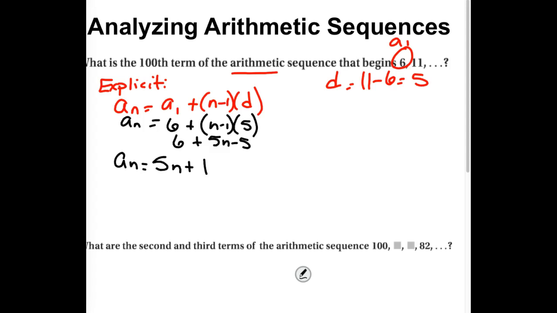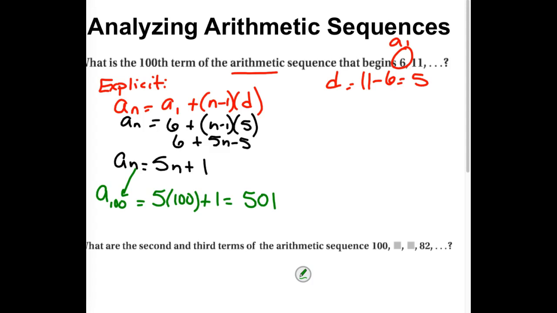In this case, they asked us to find the 100th term. That just means our n value is 100. So plug 100 in for n. Our 100th term would be 501. Okay?